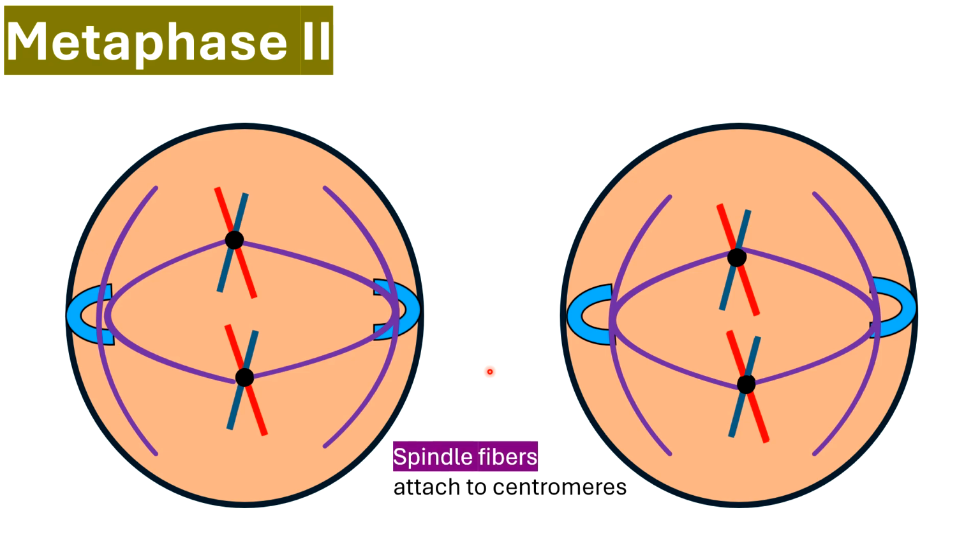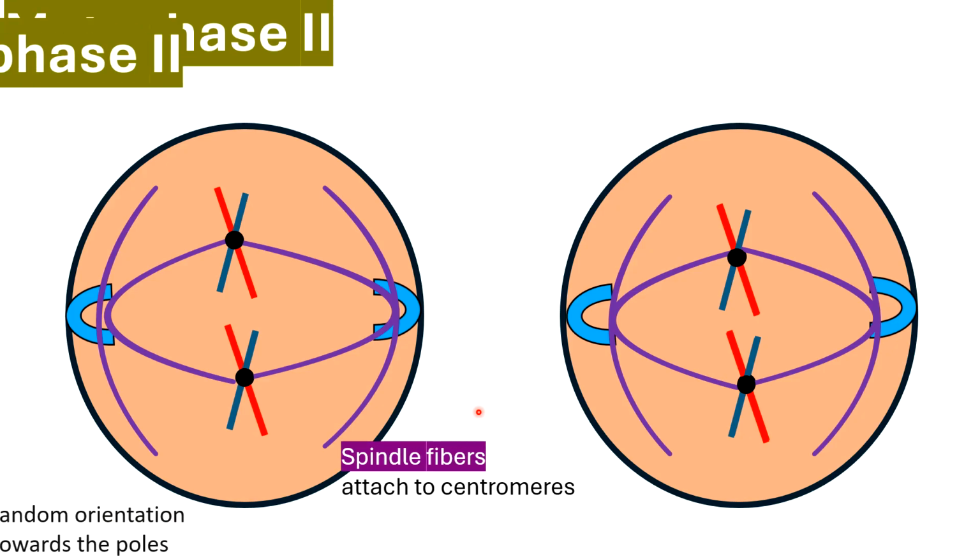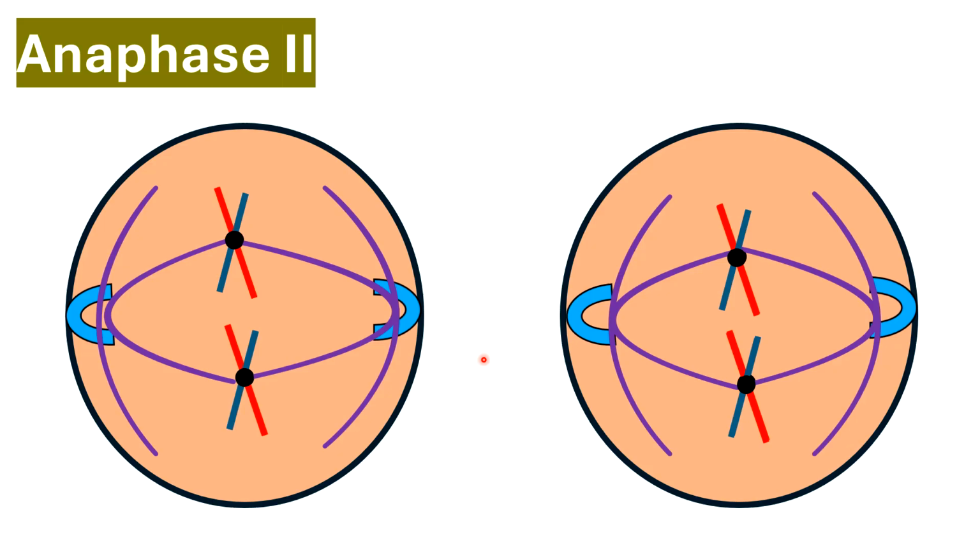Perfect. Now these spindle fibers attach to the centromeres, as you've seen here, the centromeres of these homologous chromosomes, and they show random orientation towards the poles. Remember, this is independent assortment. Again, this further increases genetic diversity.